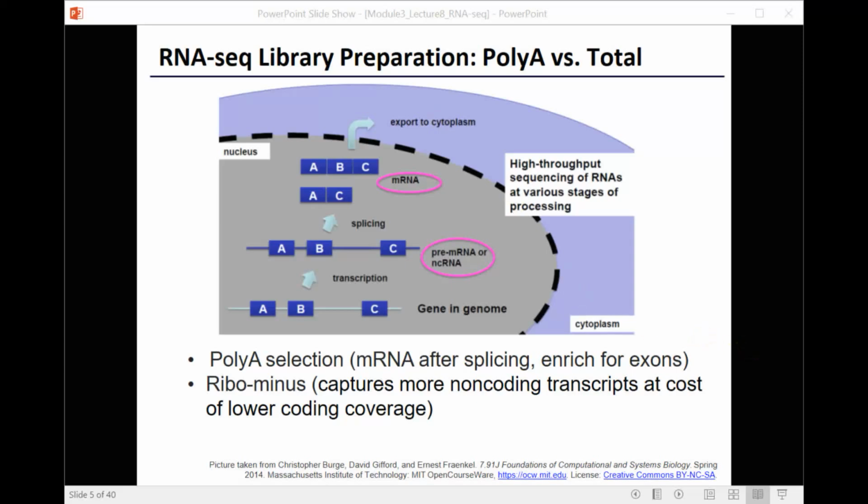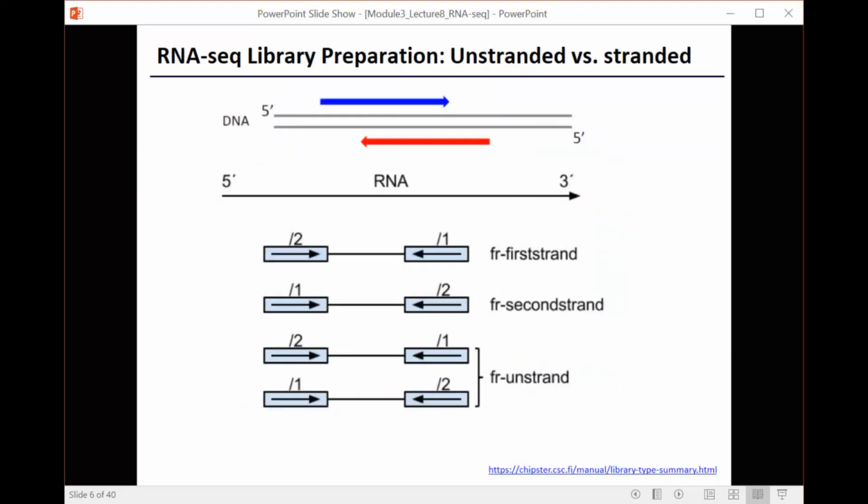Another area that needs attention in RNA-seq lab preparation is strand specificity, or the directionality. We know that both strands of DNA can be transcribed to different transcripts, the blue one or the red one. The commonly used Illumina RNA-seq kit is not strand specific, it's the FR unstranded method. In other words, we cannot know which read of the pair is in the same direction as the transcript, and which one is complementary to the transcript in the opposite direction.